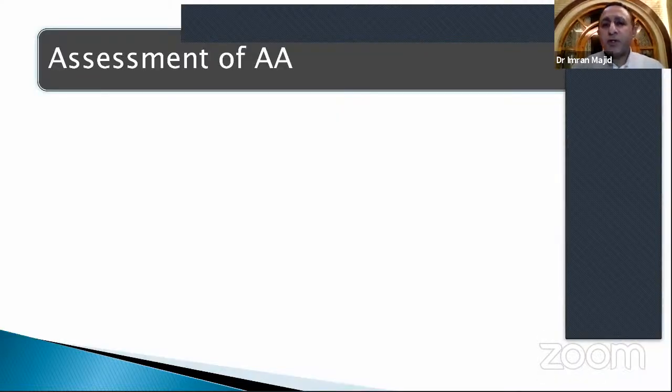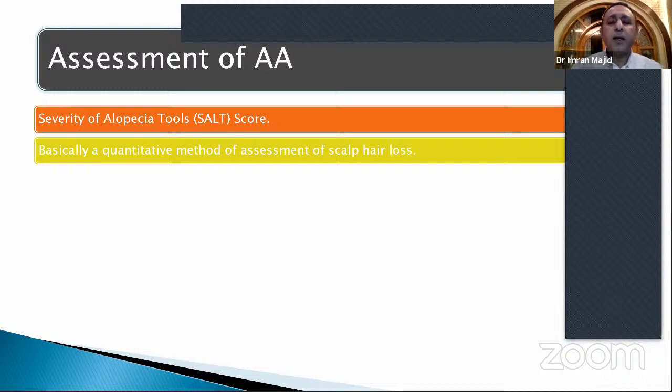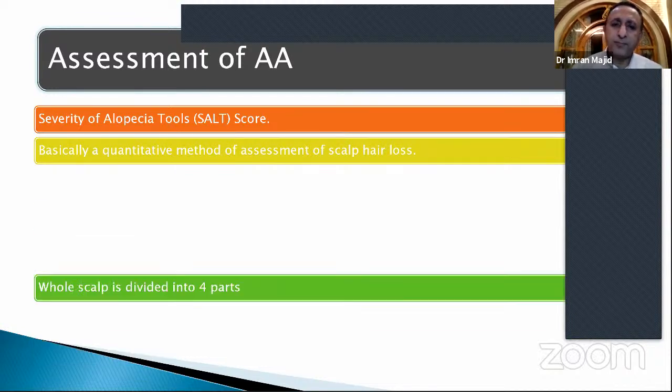How is alopecia areata assessed? How do we score or assess the severity of alopecia areata? The commonest score that has been employed in all clinical studies till date is the Severity of Alopecia Tool, or the SALT score, as it is commonly known. It's basically a quantitative method of assessment of scalp hair loss.